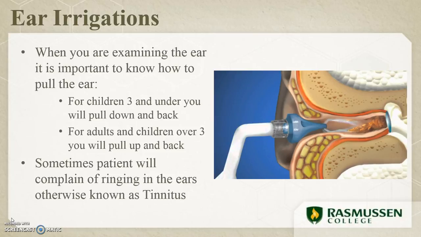When you do an ear irrigation, you use warm water and a syringe to insert into the patient's ear. You can also use some hydrogen peroxide to help loosen up some of the earwax if it is in fact impacted. You will need to have access to the patient's ear canal, and we do this by pulling on the ear. Now, if you have a child who is 3 and under, you want to pull the earlobe down and towards the back, but if they are 3 and older, you will want to pull the earlobe at the top up and to the back.